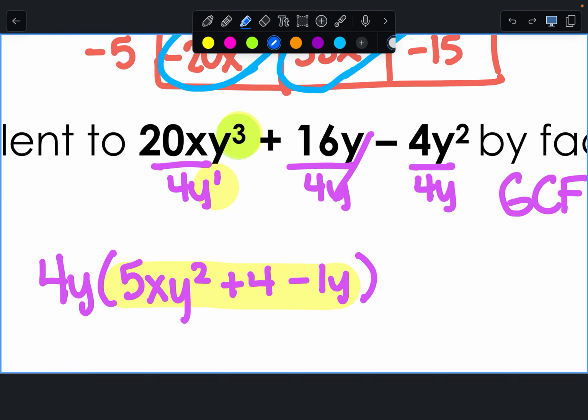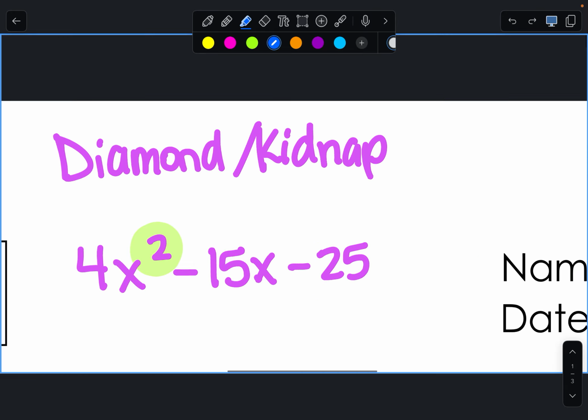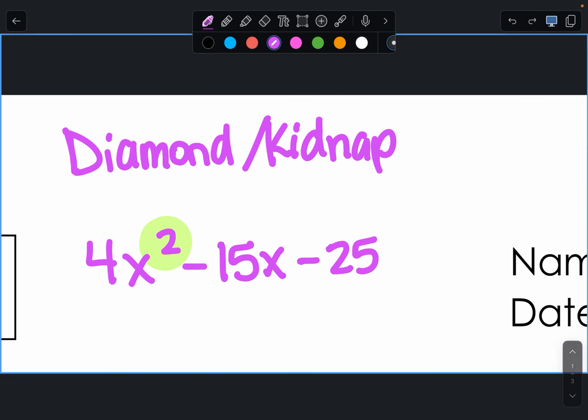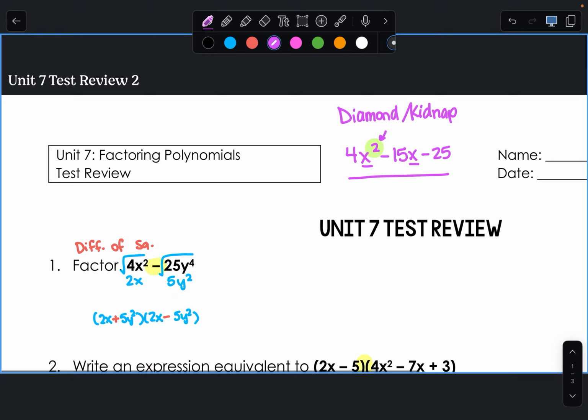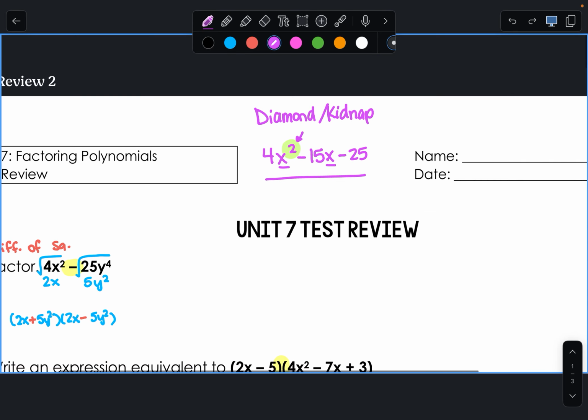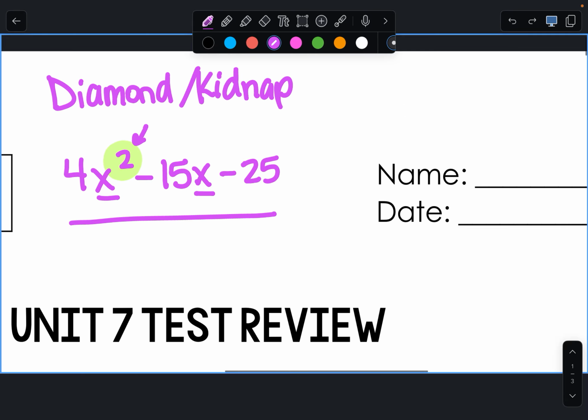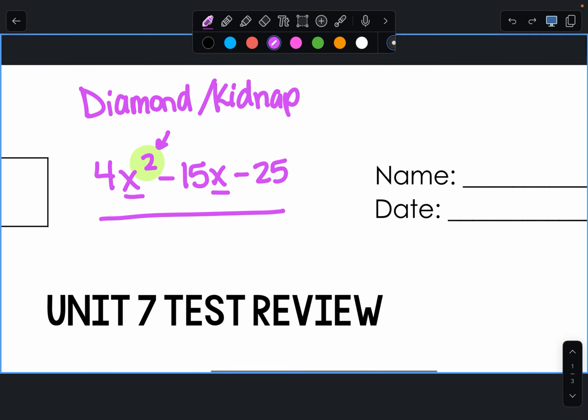Got it? So if it has a mixture of variables, that's not kidnap. It all has to have the same variable. It only has to have one variable. There's only an x. The highest exponent is 2. And it is also a trinomial. If it was a binomial, you would do what? Difference of squares. So it has to be a trinomial without mixed variables and with the highest exponent 2.